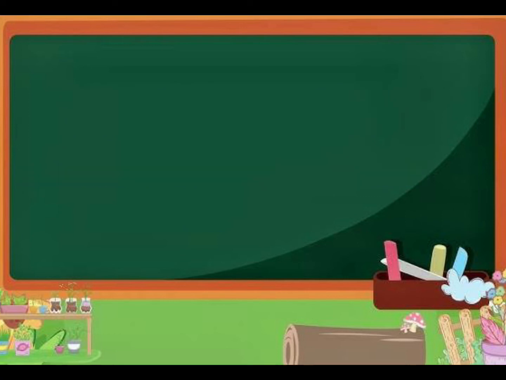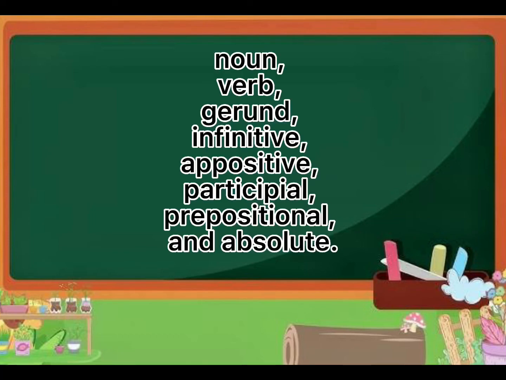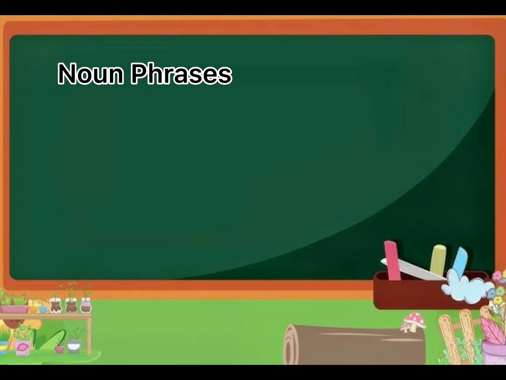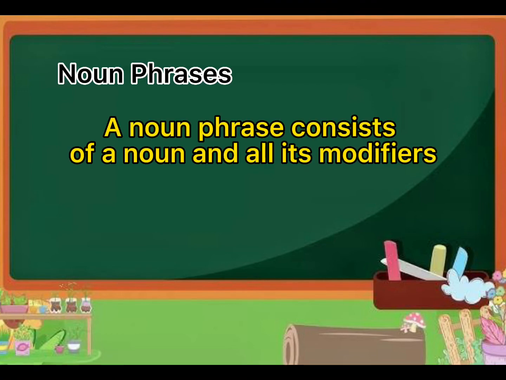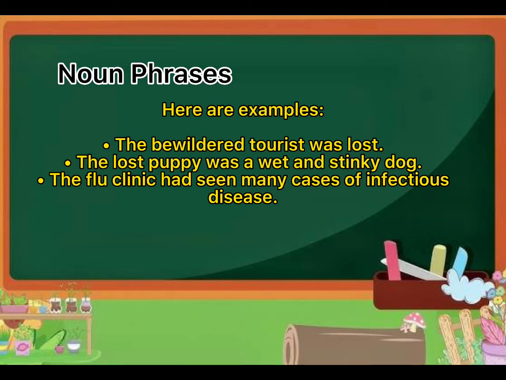There are 8 common types of phrases: noun, verb, gerund, infinitive, appositive, participial, prepositional, and absolute. First is noun phrases. A noun phrase consists of a noun and all its modifiers. Here are examples. First, the bewildered tourist was lost. Second, the lost puppy was a wet and stinky dog. Third, the flu clinic had seen many cases of infectious diseases.